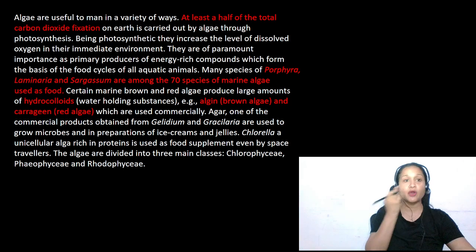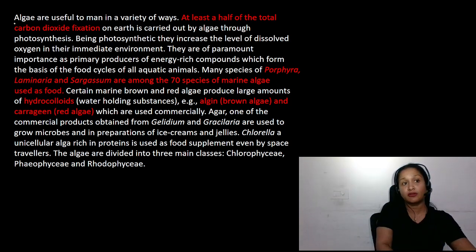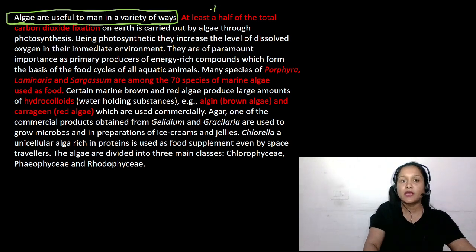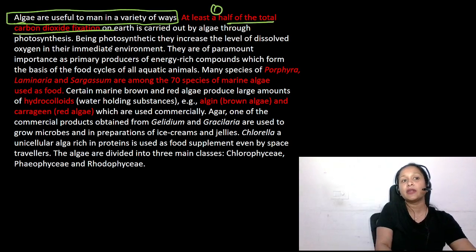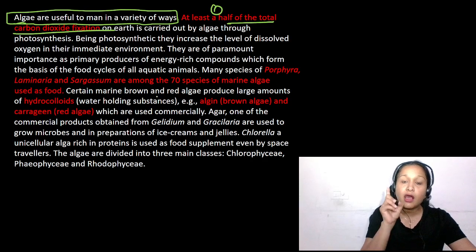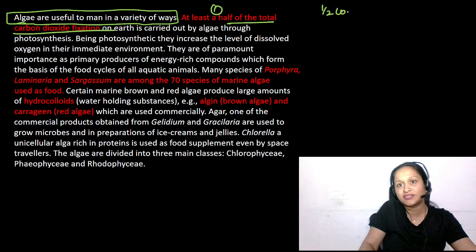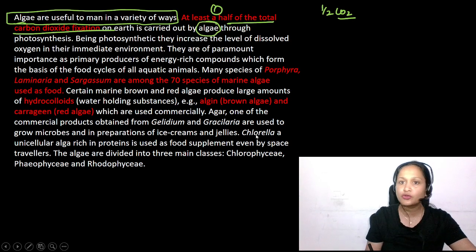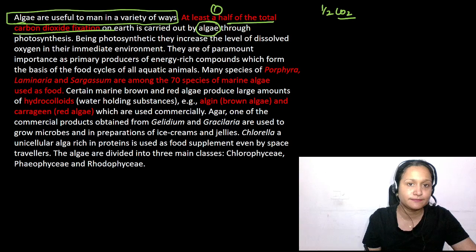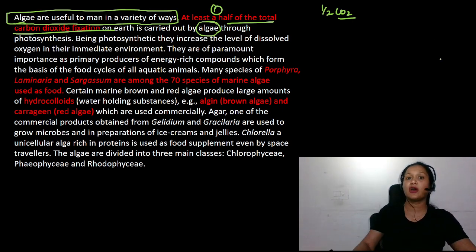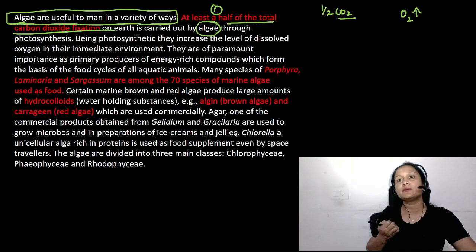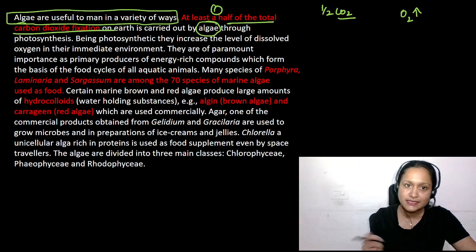Now, next is all about the importance of algae. Algae are also useful. Variety of ways they are useful. Number one, half of the total carbon dioxide fixation is carried by algae. So the photosynthesis, because they are autotrophic organisms. So it means they are phototrophic organisms. They increase the level of oxygen in our atmosphere, isn't it? They trap the carbon dioxide and release what? Oxygen gas. Okay, so this is the very first important point.